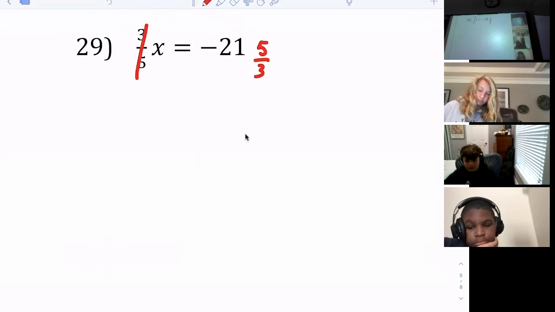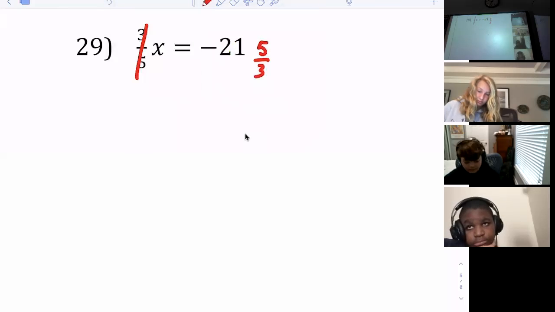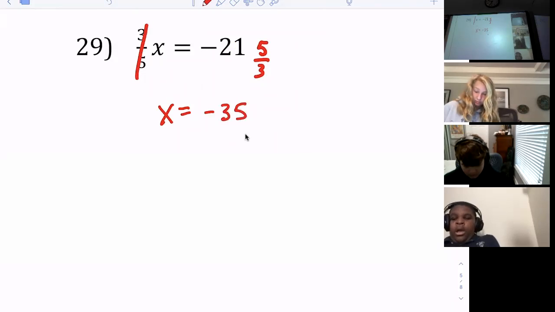Everybody with me on that? You should be there. So now we'll look at this and say x is equal to, divide first, then multiply. 21 divided by 3 is? 7 times 5 is? And then don't forget the negative 35.